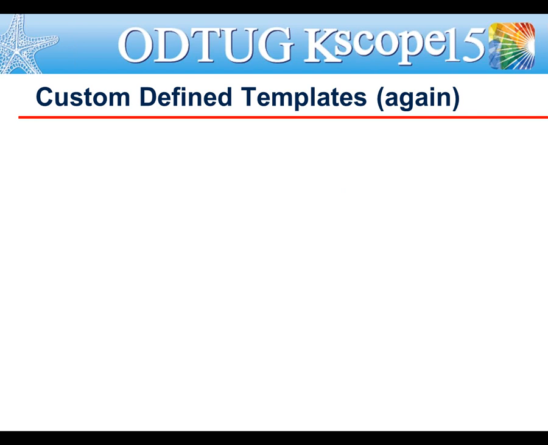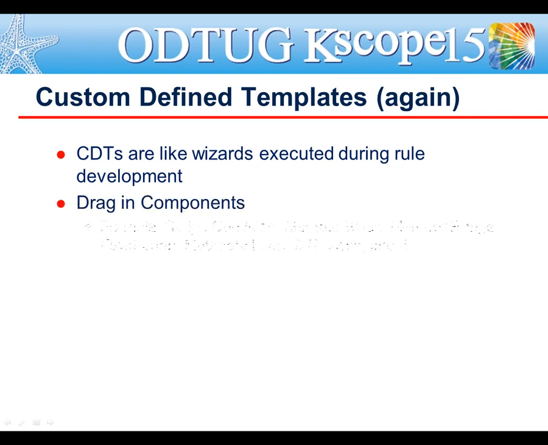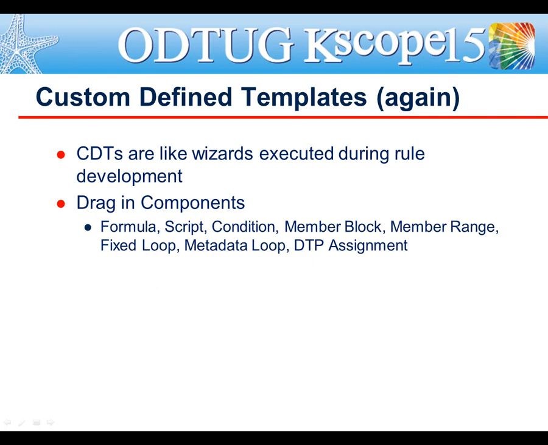Now let's go back to a few slides from my January presentation because some of you may not have ever done a custom-defined template before, so you may want to see what some of the guts of that creation is. So I'm going to go through a handful of slides that takes us through the details there. So CDTs are like wizards. They're executed during rule development. We're going to drag in components. The components, this is a short list of the component types.